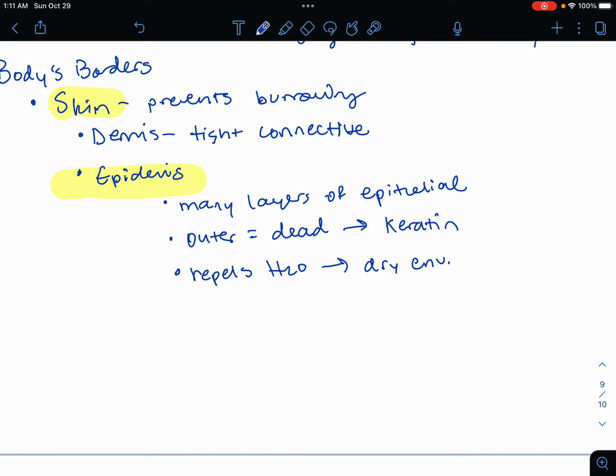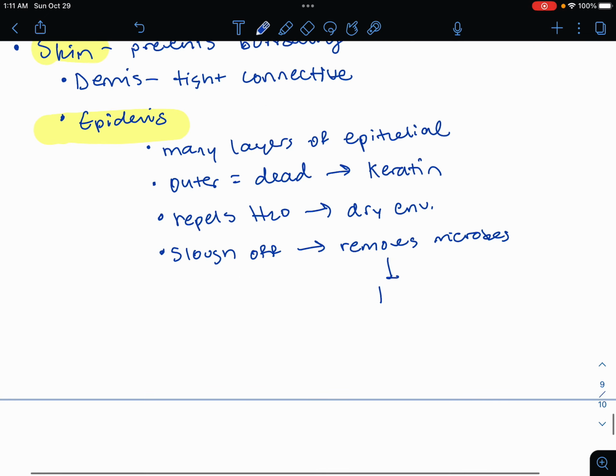And a dry environment will be useful in preventing the growth of a lot of these moisture-dependent pathogens. Since the outside layer of the epidermis will be dead, they're going to slough off. And this is going to remove any attached microbes. And then the shedding again removes the microbes. This is actually pretty surprising that you lose 1 million cells a day, or 8 pounds of cells per year. Some very, very surprising statistics there.